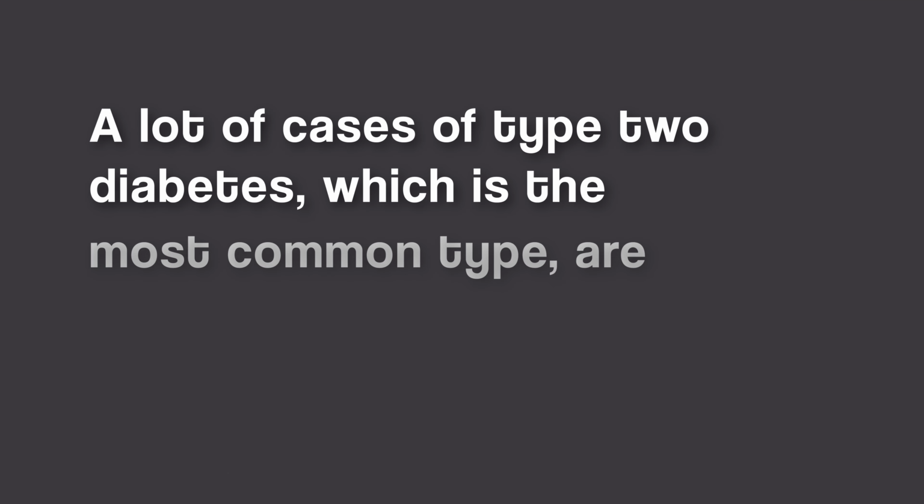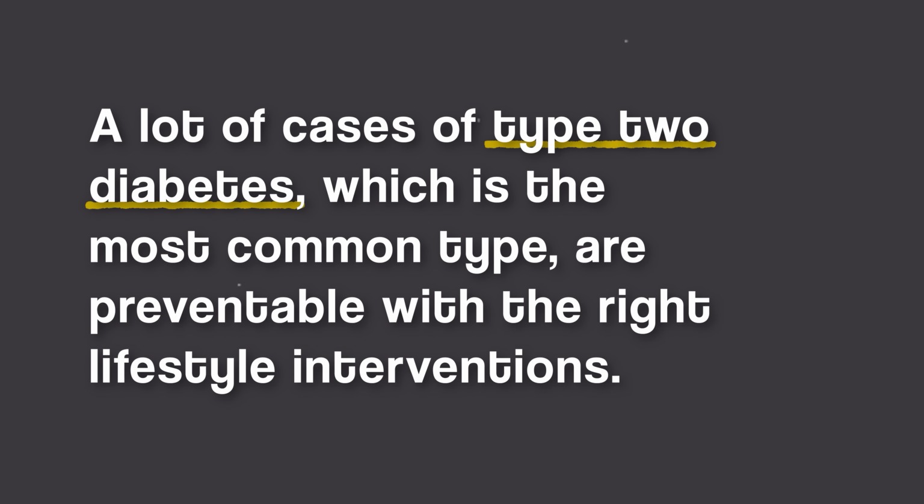So that was all doom and gloom up until now, but here is the good news. A lot of cases of type 2 diabetes, which is the most common type, are preventable with the right lifestyle interventions. In other words, the right moves. So let's talk about what these moves are that can help you decrease your risk for diabetes or improve the condition of diabetes that you might already have.